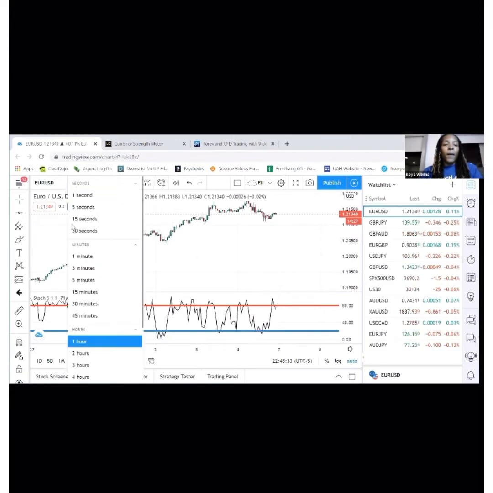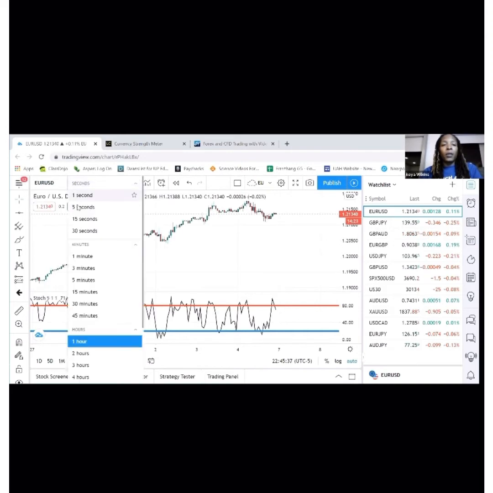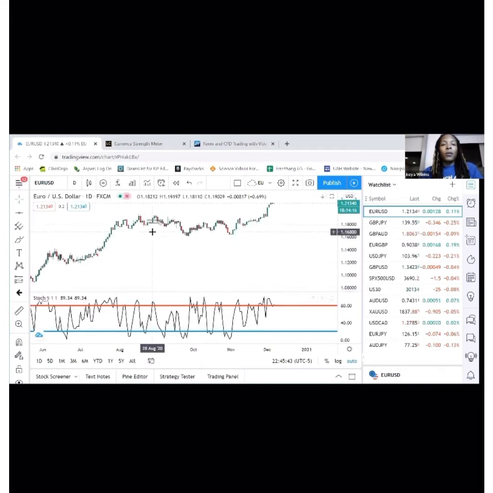So here I'm on the hour. You can go to the daily. As you can see, you have numerous time frames here. Some people like to start off with the daily to see what it's doing. You start off with the daily and then you work your way down.